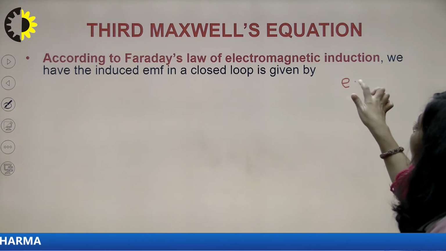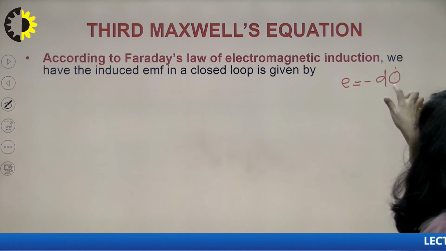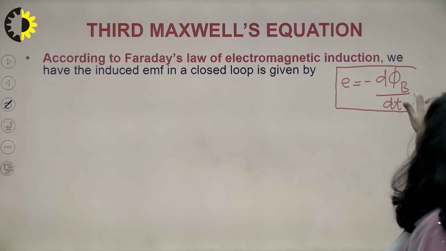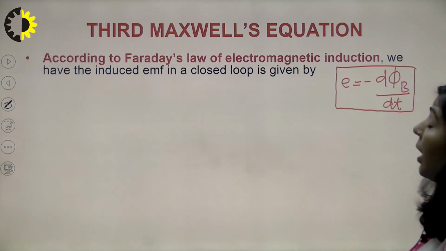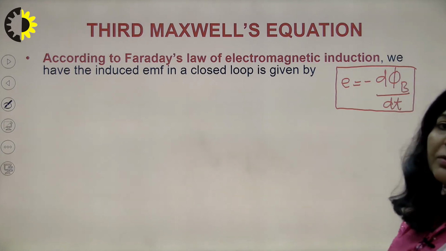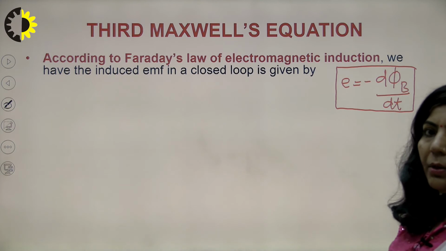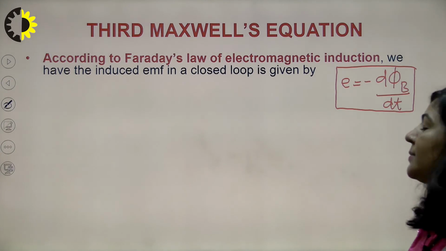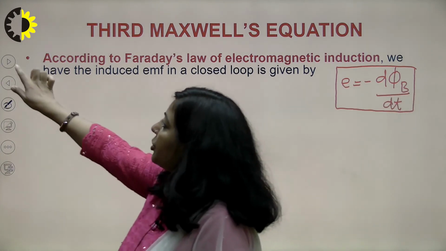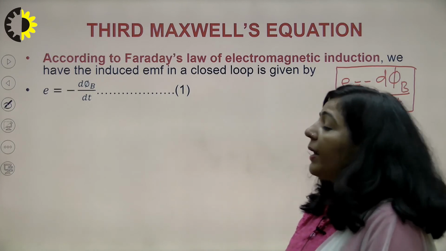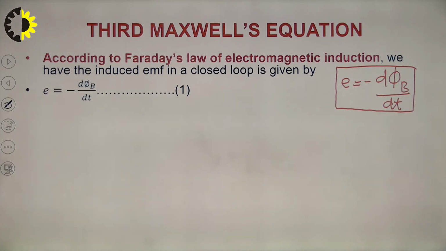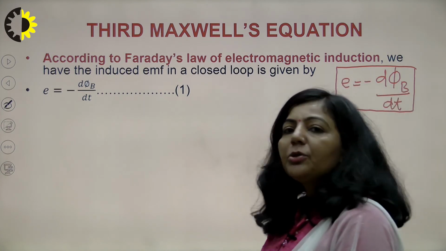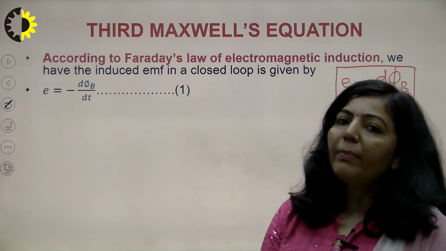Faraday's law of electromagnetic induction is that the rate of change of magnetic flux is always equal to the induced EMF, and that EMF will get induced in a direction opposite to the applied field. So that is the significance of this negative sign. I hope you can recall this law; you have already discussed it in your previous classes. So according to Faraday's law, the rate of change of magnetic flux is equal to the induced EMF, right? Now this third Maxwell equation is actually the differential form of this Faraday law of electromagnetic induction.